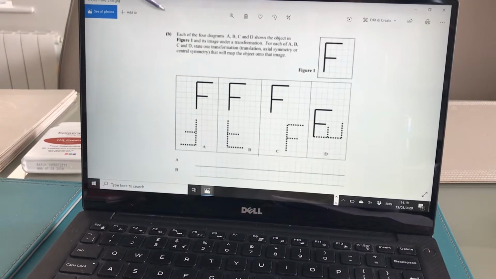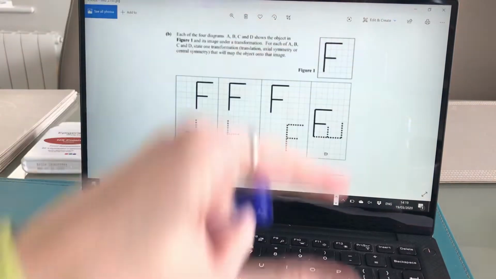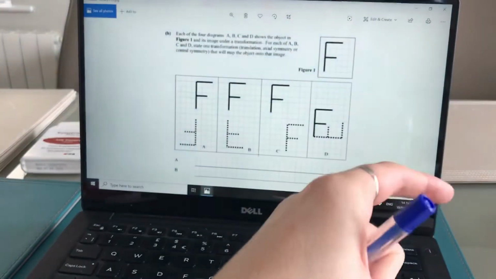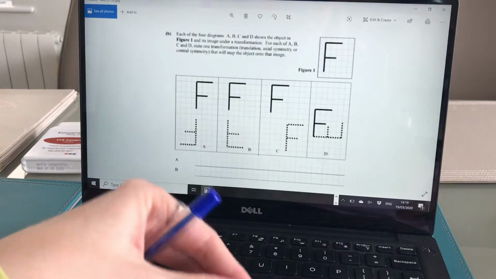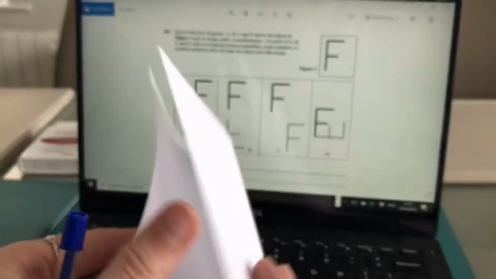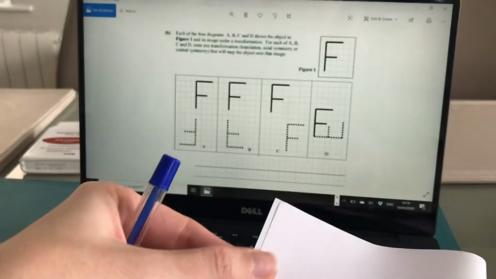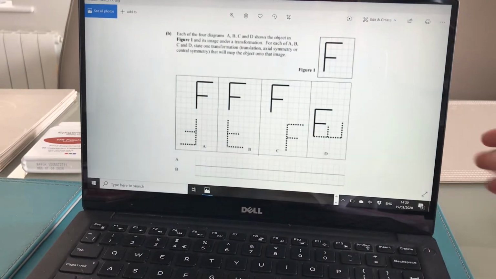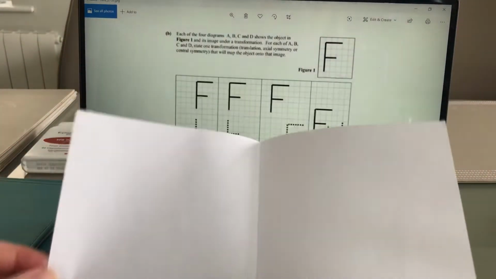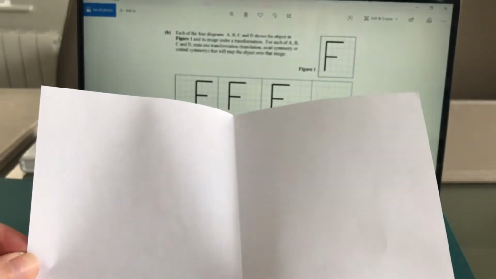So for each of them, we have one transformation, either a translation, that's where you literally just pick it up and move it. You don't change anything. You just literally pick it up and move it to a different spot. Axial symmetry is where we have some sort of axis. So if I fold this paper in half, there's your axis of symmetry down the middle of it.